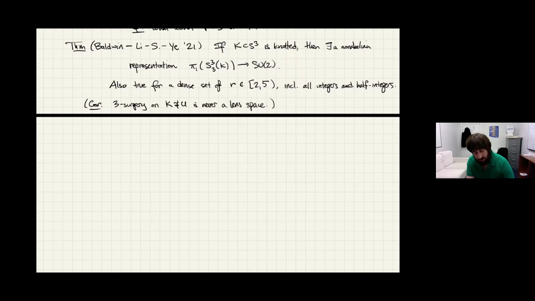So what goes into it? The key input in this proof is a so-called framed instanton homology.